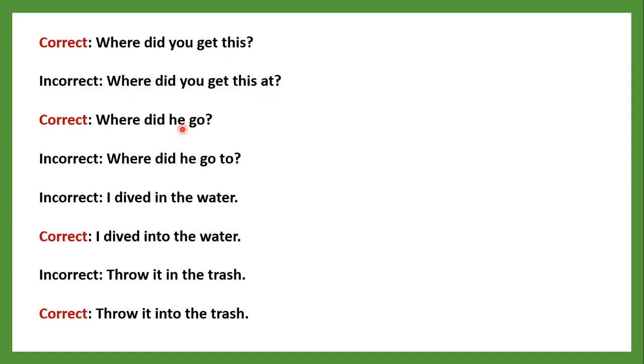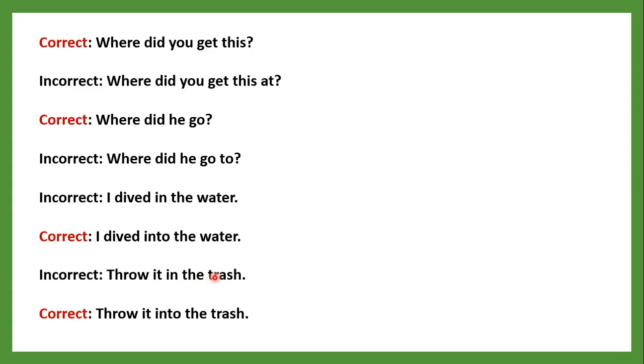"Where did he go?" Okay. The incorrect is "where did he go to?" You don't have to add a "to" here. Okay. "Where did he go" is itself complete. I dived in the water. Now see again, "in" and "into", the difference, as I told you: I dived into the water. "Into" is when you're going inside something. So it's going to be I dived into the water. Okay. Because you get into it, you get inside it.